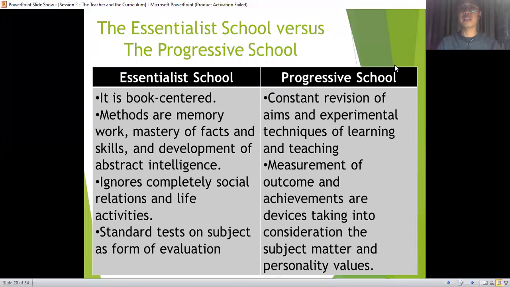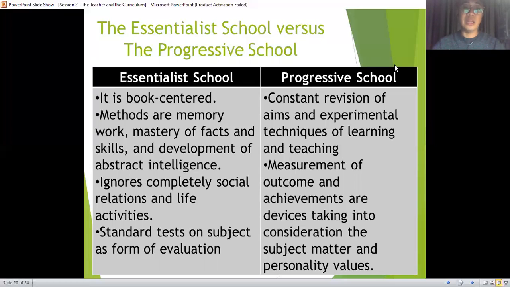That's why under progressive school, we have what we call constant revision of aims and experimental techniques of learning and teaching, because you fit the curriculum based on the needs of the learner. And why do you revise? Because we believe under progressive school that needs and interests change from time to time, depending on the generation, depending on the society, depending on your learner.